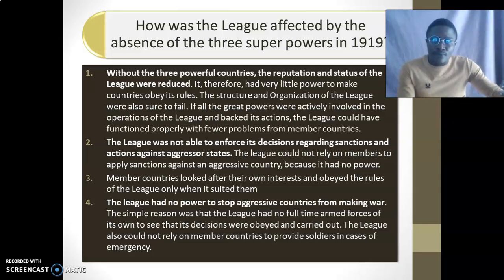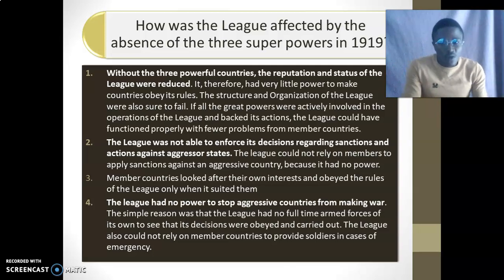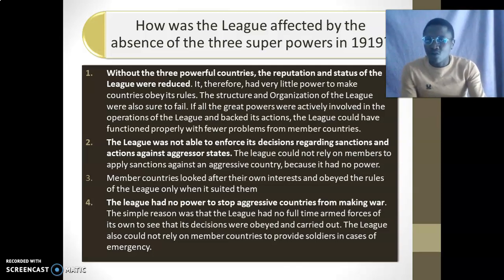They are also saying the other reasons how the League was affected was that the League was not able to enforce its decisions regarding sanctions and actions against aggressor states. The League could not rely on members to apply sanctions against an aggressive country because it had no power. They are also saying that member countries looked after their own interests and obeyed the rules of the League only when it suited them. The League had no power to stop aggressive countries from making war. The simple reason was that the League had no full-time armed forces of its own to see that its decisions were obeyed and carried out. The League also could not rely on member countries to provide soldiers in cases of emergency.